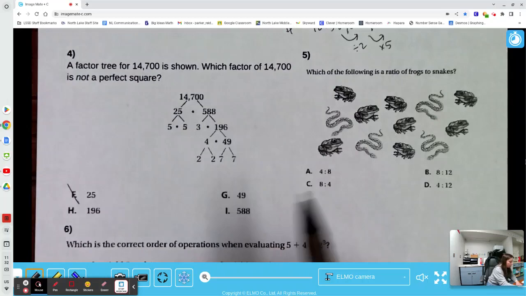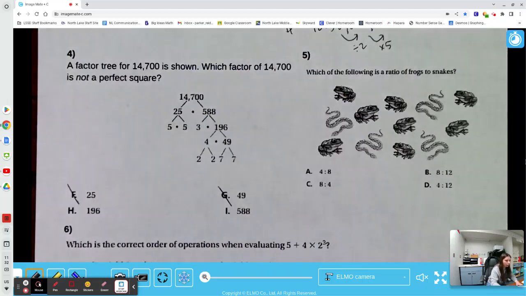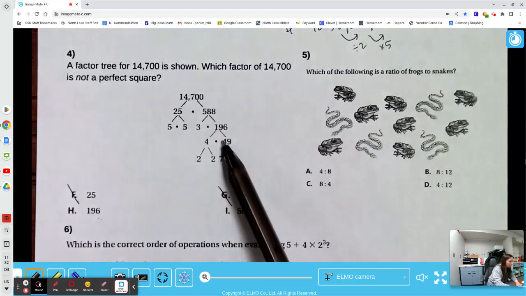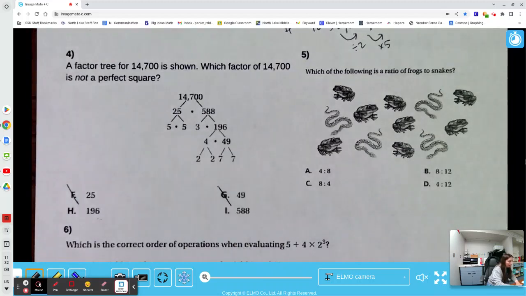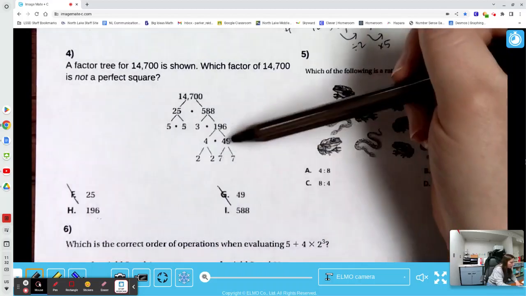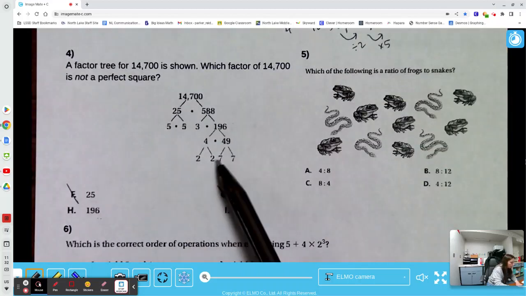49 looks like we can do 7 times 7 to get that, so that's a perfect square as well. Now these numbers are a little bit more difficult to figure out because we don't necessarily see a number times itself, like this one, 588. It doesn't have a number times itself, and neither does 196.